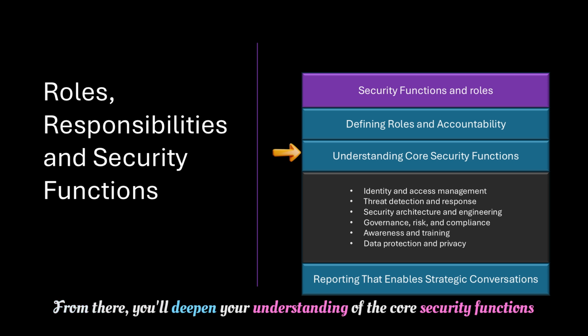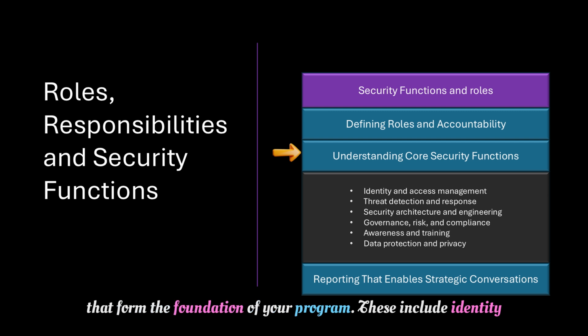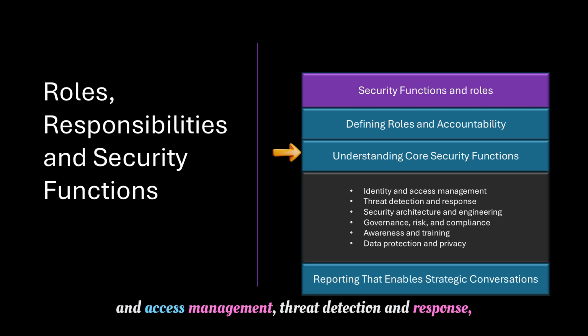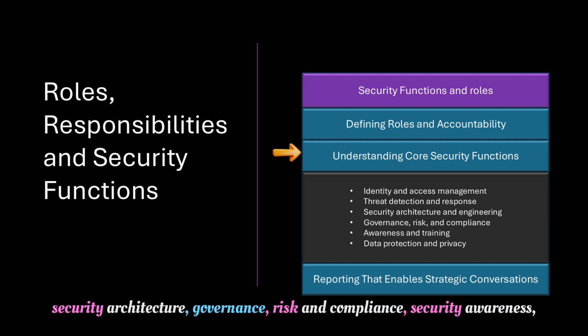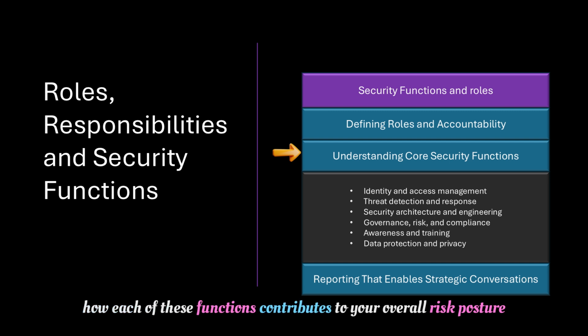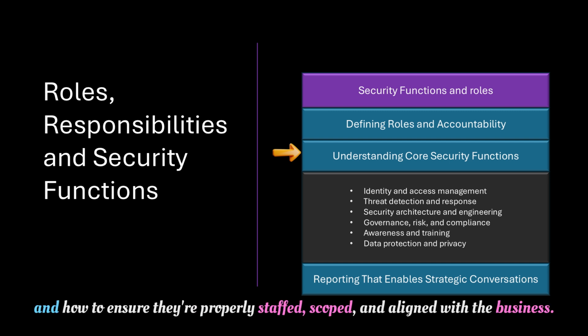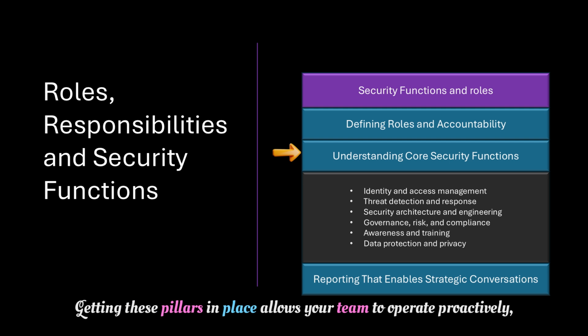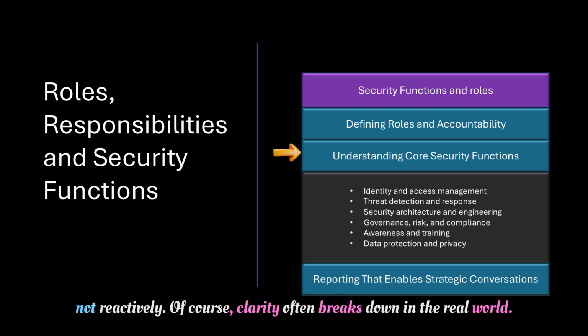From there, you'll deepen your understanding of the core security functions that form the foundation of your program. These include identity and access management, threat detection and response, security architecture, governance, risk, and compliance, security awareness training, and data protection and privacy. You'll look at how each of these functions contributes to your overall risk posture, and how to ensure they're properly staffed, scoped, and aligned with the business. Getting these pillars in place allows your team to operate proactively, not reactively.